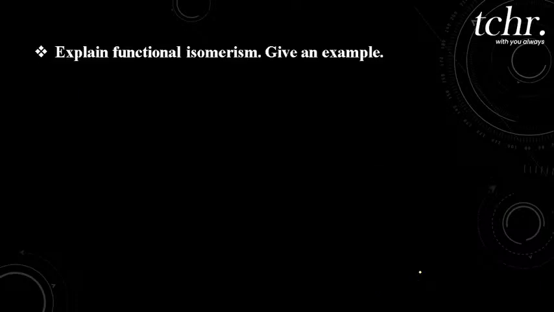In the same way, we shall discuss functional isomerism. Here, when a question is asked, what is functional isomerism? You will give an explanation as compounds having the same molecular formula but different functional groups. This is the explanation you will give. Having the same molecular formula but different functional groups is known as functional isomerism. And when an example is asked, you have to be ready to write one or two examples.